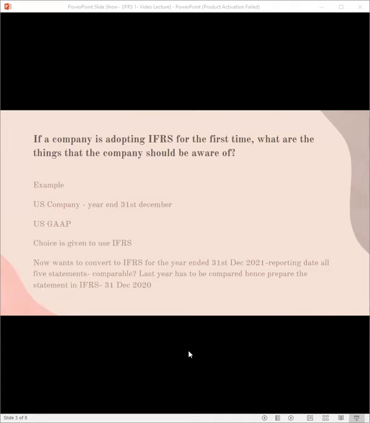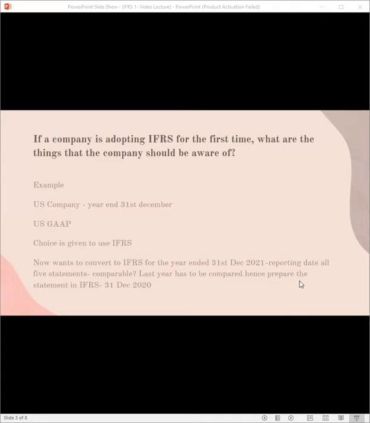So all the five statements which comprise your financial statements, that is your statement of financial position, comprehensive income, cash flow, disclosures, statement of changes in equity. All of these five different statements have to be prepared under IFRS. To facilitate comparability, the previous year's financial statements also have to be prepared under IFRS. So for a company which is going for 31st December 2020, the reporting date, all five statements are supposed to be prepared under IFRS. But how will I compare it if it's in GAAP?